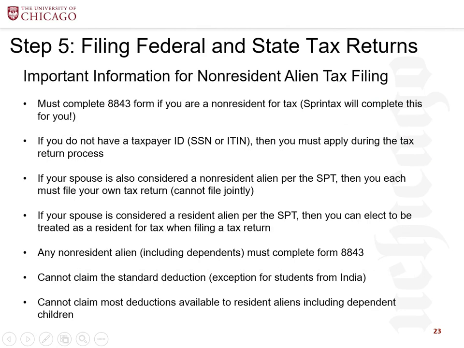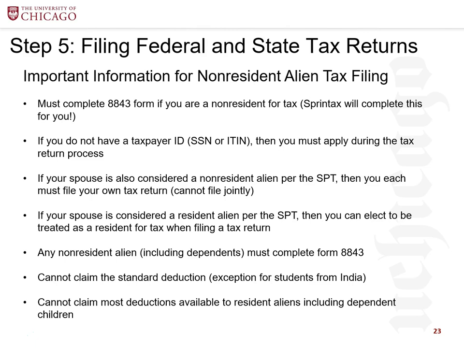Some other important information for non-resident aliens who are filing tax returns. All non-residents must complete a Form 8843. SprintTax will complete it for you. Again, it's a relatively easy form to find online if you're filing on your own without using SprintTax, but you just must make sure that you attach it to your tax return. If you don't have a Social Security number or ITIN yet, then you must apply during the tax return process.